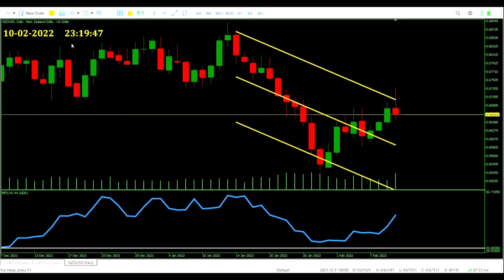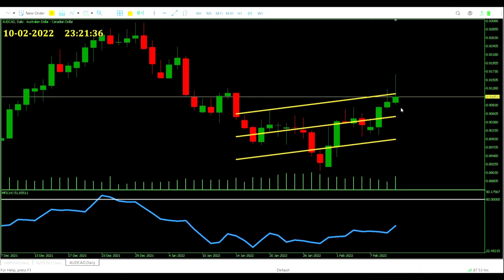We got the same signal on the New Zealand dollar US dollar as well. Sell trade signal from a reversal candle and price being outside the standard deviation channel. Same deal for the Australian dollar, Canadian dollar here. Reversal candle plus price outside the standard deviation.